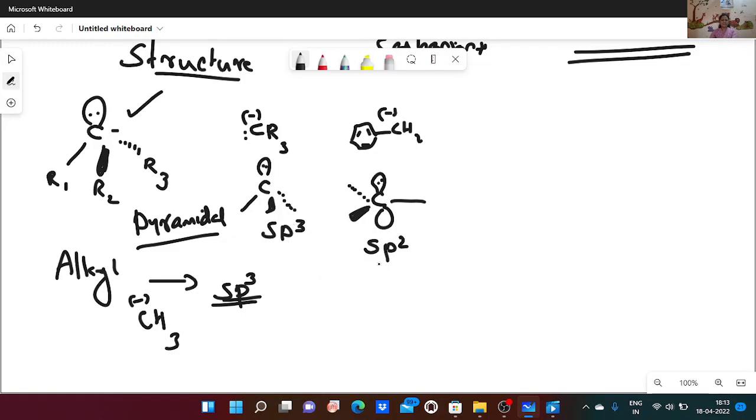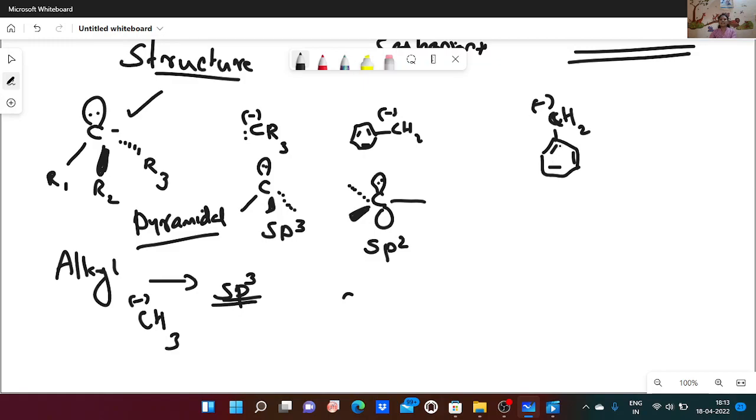But in some cases, when the carbanion is attached to an unsaturated system, like the benzyl carbanion, when this carbanion is attached to an unsaturated system.